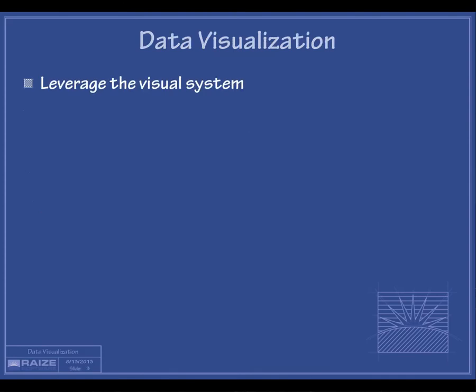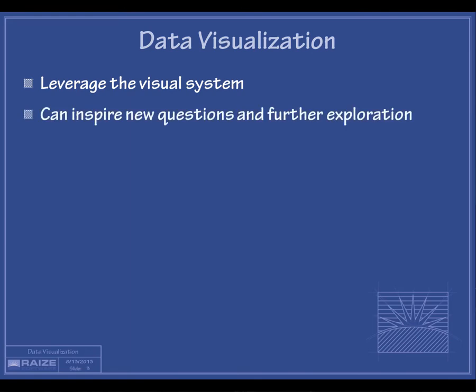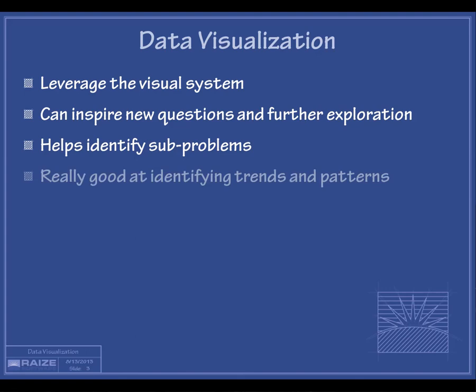The first thing that we want to put our minds around to start with is really what we mean when we say data visualization. The word visualization gives us a big clue, and we're really leveraging the visual system. It really depends on our eyes. Being able to take in a lot of information visually and interpret that allows us to ask new questions, to further explore what it is we're seeing, and in the process help identify things about that data, whether it's sub-problems or whether it's trends and patterns that we're taking a look at.